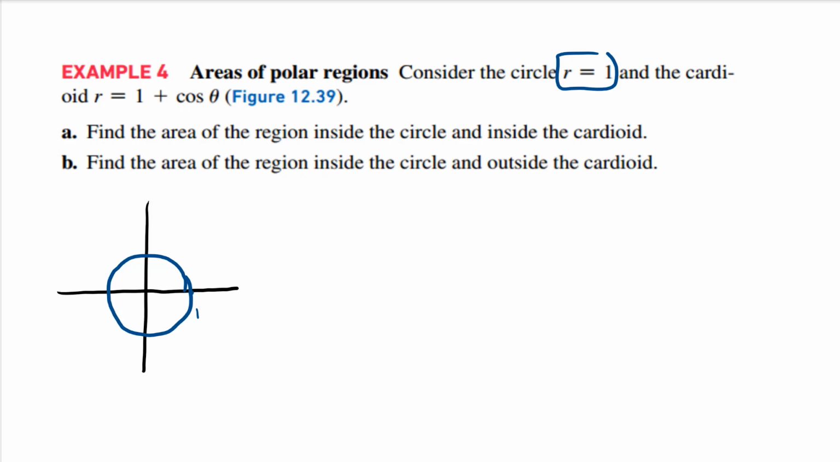So I just want to think, what happens if theta is equal to 0, just to show something. When theta is equal to 0, what would we get? We would get that r is equal to 1 plus cosine of 0, which is r is equal to 1 plus 1, r is equal to 2. So our cardioid, it's bigger. So it's going to do a little something like this.